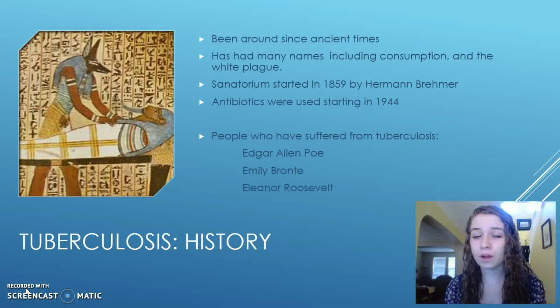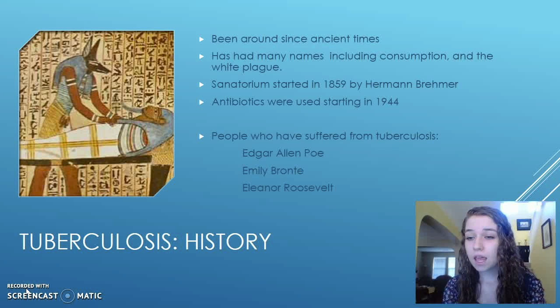Tuberculosis has been around since ancient times. Tuberculosis was first found in Egyptian mummies in their spines. During the Middle Ages, people found tuberculosis in people's lymph nodes. Then during the 18th century, there was a huge increase in tuberculosis, and people started to call it the White Plague.